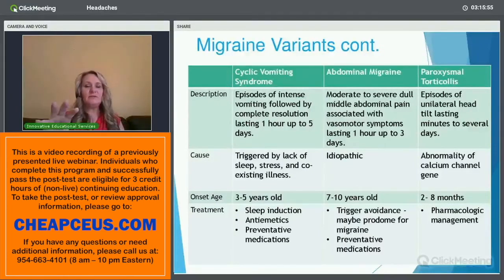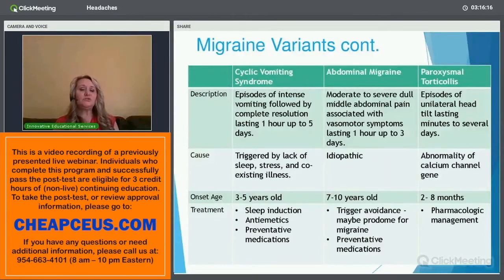And the cyclic vomiting, abdominal migraine, and the paroxysmal torticollis are how migraines have been known to present in children at different ages. And the ages are not specific, it's just to give you a little idea, but there are other diagnoses to be aware of in these populations.